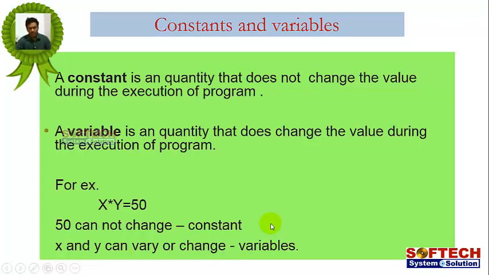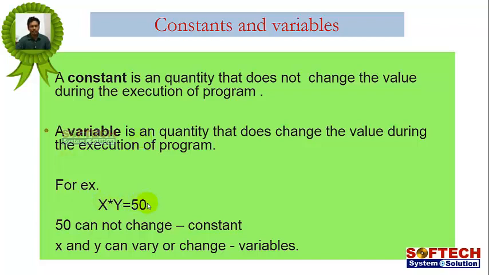Now we discuss constants and variables. Constants and variables help to handle the data. A constant is a quantity that does not change its value during the execution of the program. It is a fixed one. It will not change. But a variable will change at the time of execution of the program. The constant is not changed. The variable is changed at the time of execution.